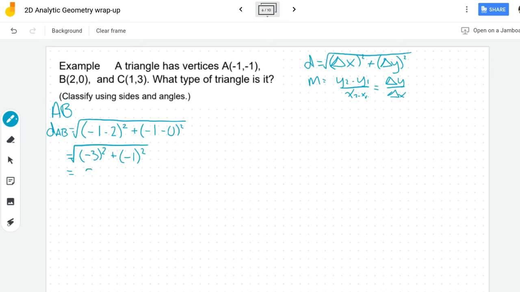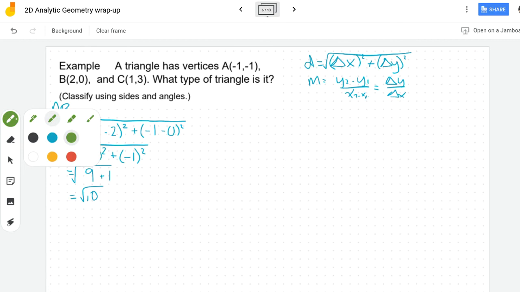-3 times -3 is 9. -1 times -1 is 1. So it's the square root of 10. I'm just going to leave it as an exact value like that. I'm not going to simplify this radical or anything like that. I'm not even going to find the decimal. It's going to be good enough for what we need to know.